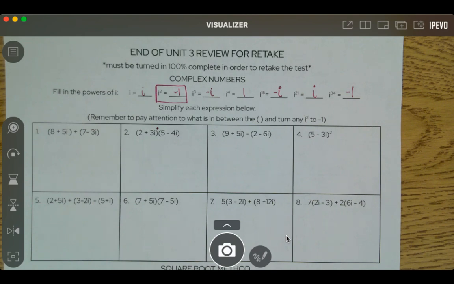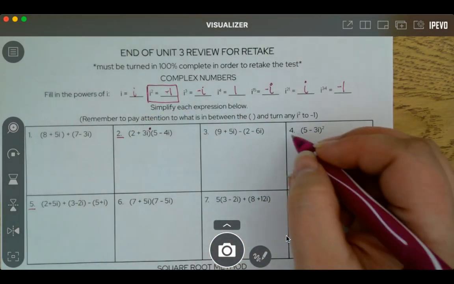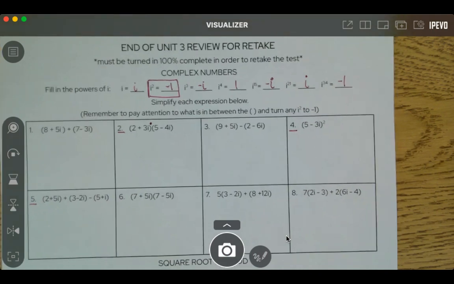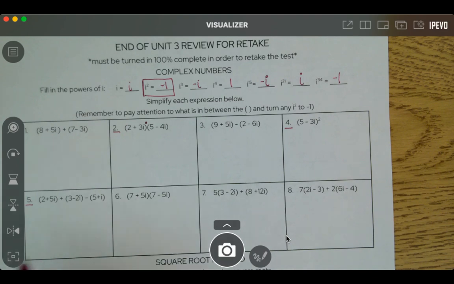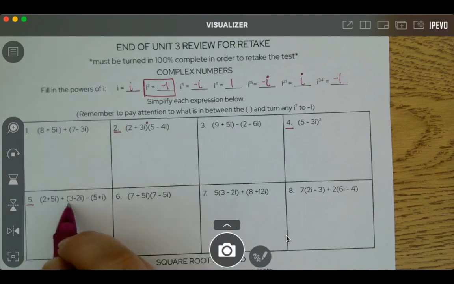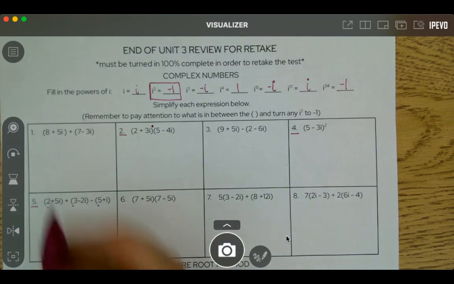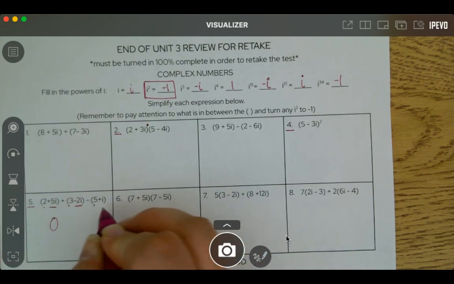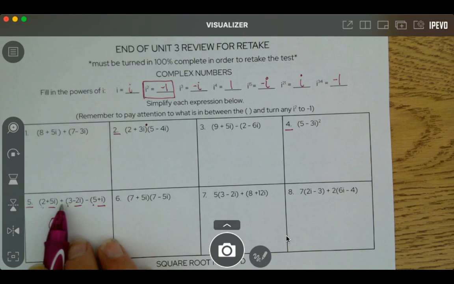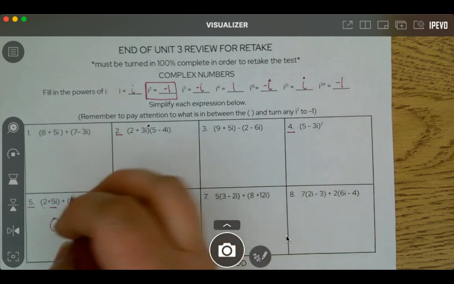So I'm going to do this one right here, 5, 2, and 4. The reason why I'm picking 5 is it has both addition and subtraction. Here's how this works. I'm going to do 2 plus 3 minus 5 because those are my regular numbers without an i. 2 plus 3 is 5, minus 5 is actually 0. And then I do the same thing but for my i's. 5i plus -2i is 3i, minus i is 2i.